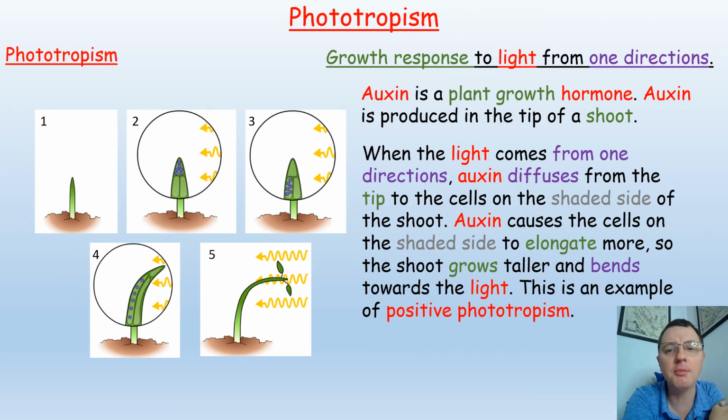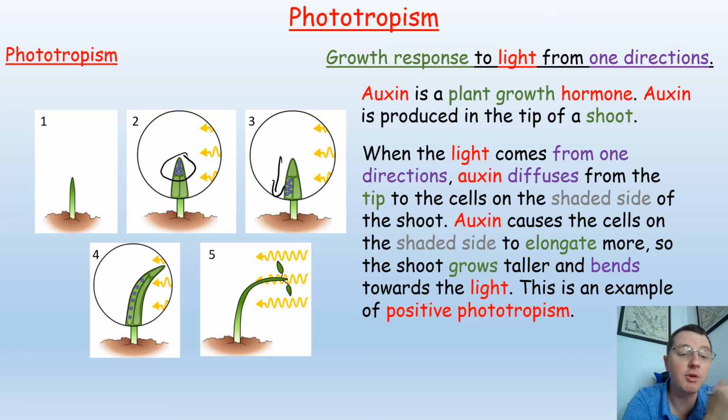So how does that compare to when light comes from only a single direction? Well, when light comes from one direction only, the Auxin will diffuse from the tip but down to the shaded side of the shoot only. Auxin moves to the area without any light. Now the Auxin causes the cells on the shaded side to elongate more than the cells on the side that receive the light. So the shoot grows taller, but it bends towards the light.